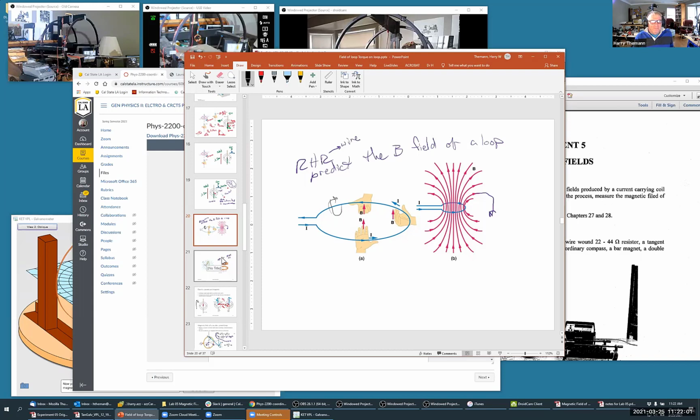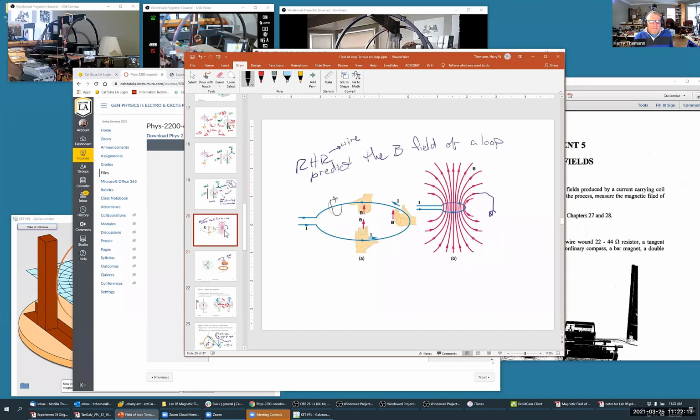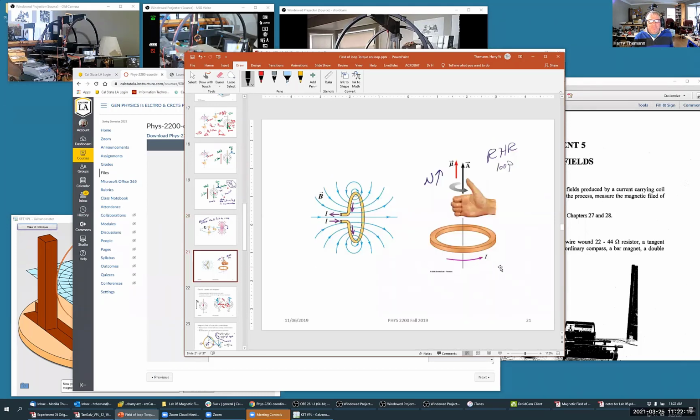And then it also says we can switch from the right-hand rule for a current in a wire to the right-hand rule for a current in a loop. So in a wire, your thumb is the current and the fingers are the B field. And in a loop, your fingers are the current and the thumb is the B field. So then we might as well use this to segue into this mu here. The mu is called the magnetic moment.